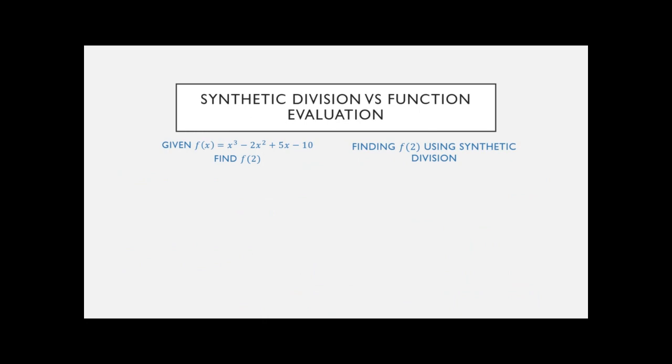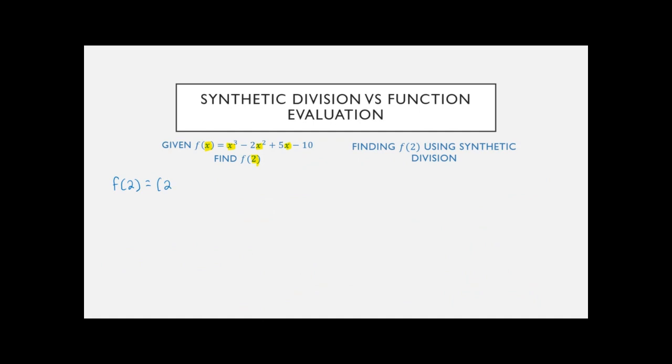So we have our function f of x equals x cubed minus 2x squared plus 5x minus 10. It's a polynomial function, and we want to find f of 2. To find f of 2, you're plugging 2 in for x, because if I've replaced the x here with 2, everywhere I've highlighted also has to be replaced with 2.